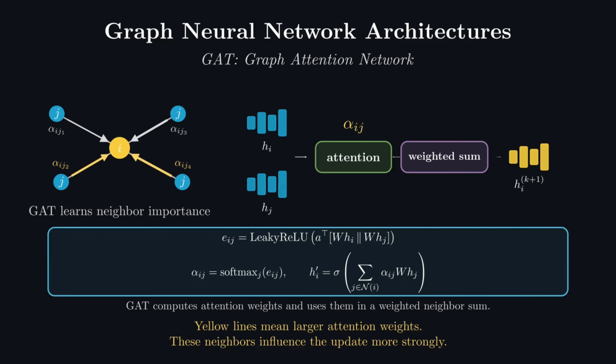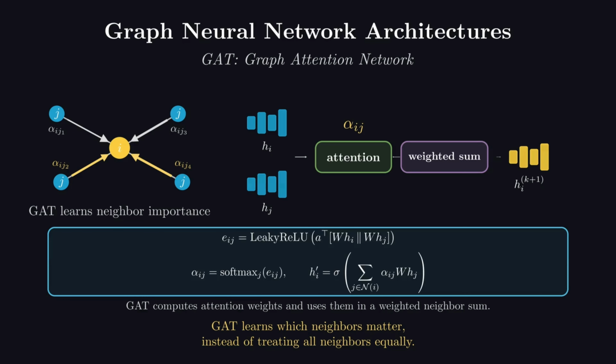The first formula shows how the raw attention score, e_ij, is computed. Wh_i is the transformed feature of node i, and Wh_j is the transformed feature of neighbor j. The bracket means that these two transformed vectors are concatenated. The vector a is a learnable attention vector. It maps the concatenated features to a scalar score. Leaky ReLU adds a nonlinear activation to this score.